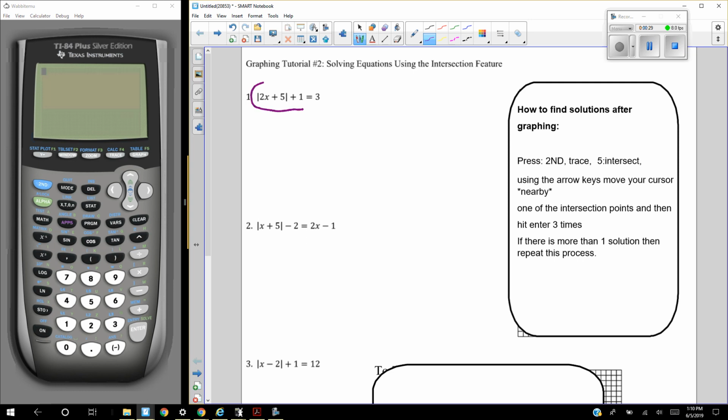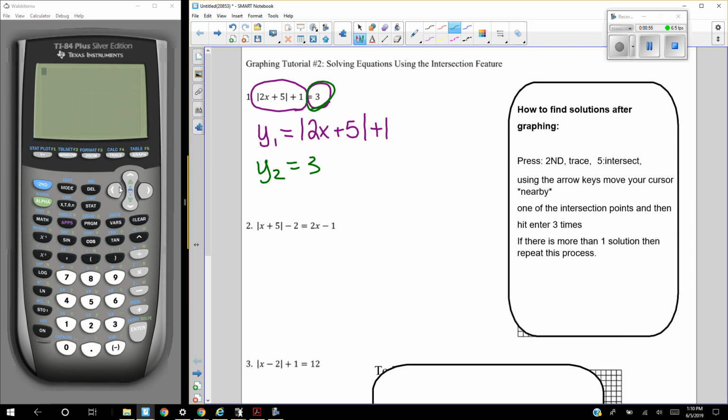All right, so we're going to start the same way we start all of these. We're going to take the left-hand side. Instead of setting it equal to f of x, we're going to set it equal to y sub 1, just a little calculator notation. It means the same thing. And take the right-hand side and set it equal to y2.